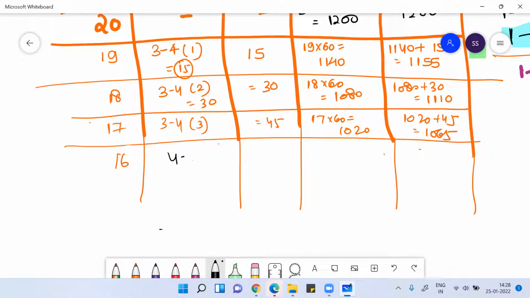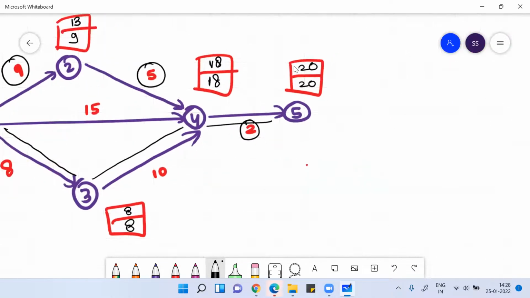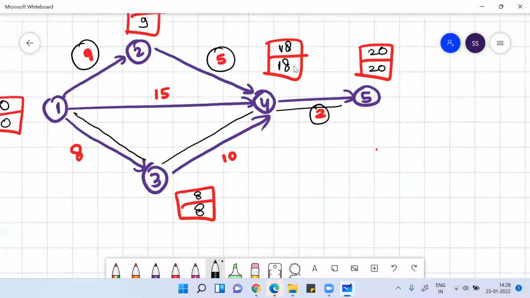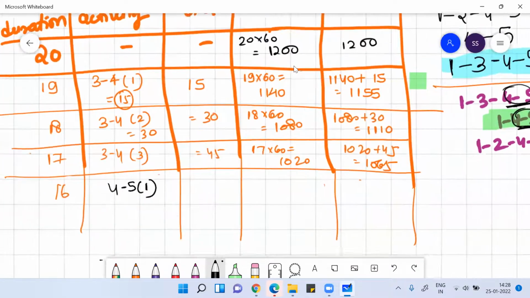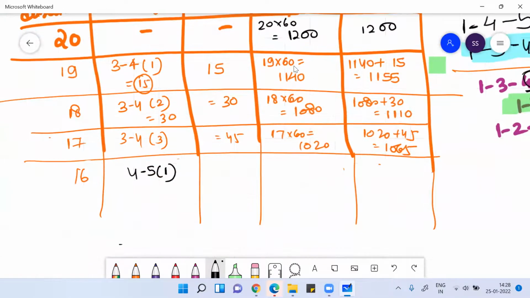Now if I have to crash, I'll crash 4 to 5 for 1 day. If you see activity 4 to 5, the crashing is only possible for 1 day, and the crash cost is 40 rupees.